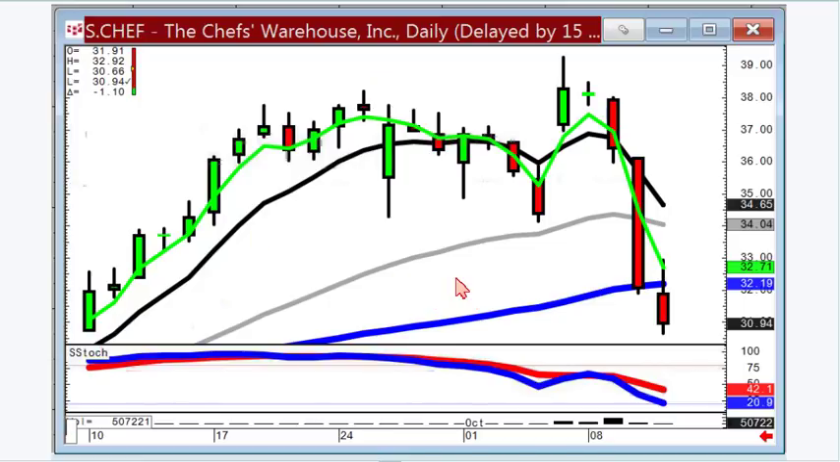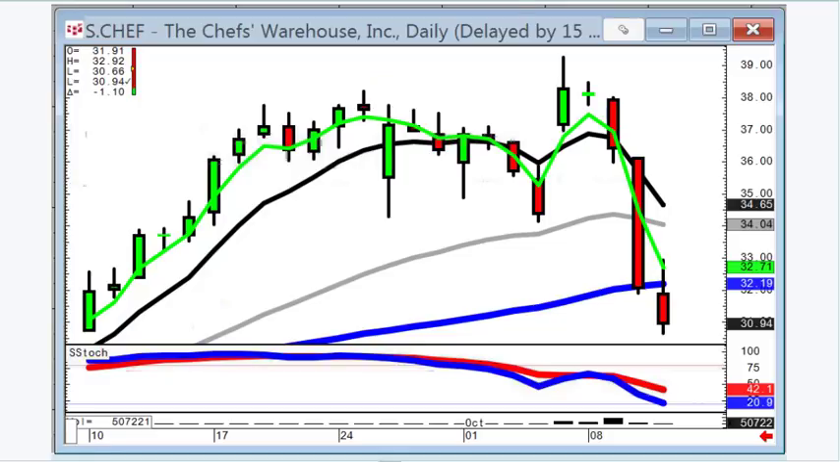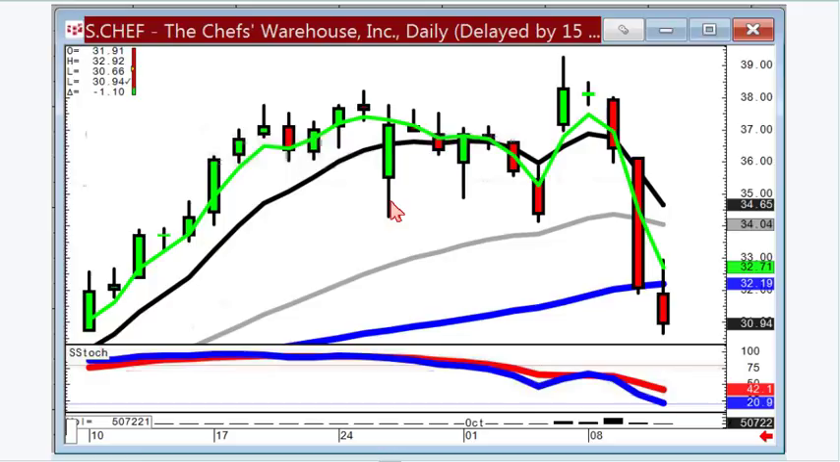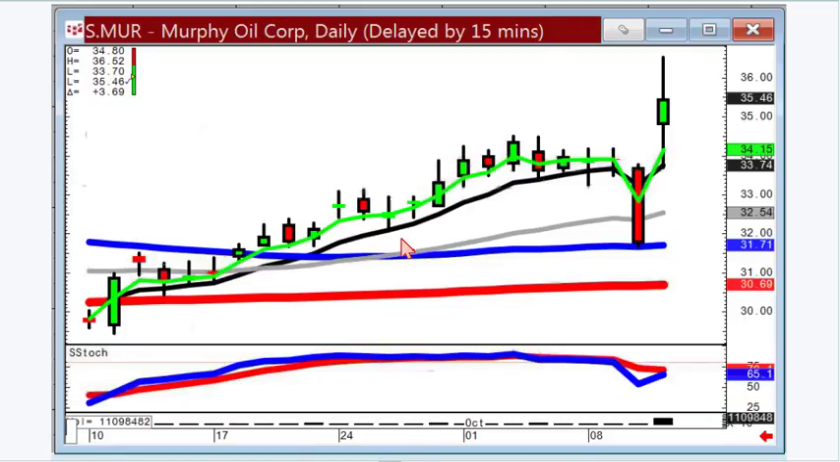All right, let's see what else we got. I'm scrolling down to get the ones. Murphy, a belt hold. No. That opened here and closed here, then gapped up today. If it had opened here and closed here as a green candle, that would be a belt hold.